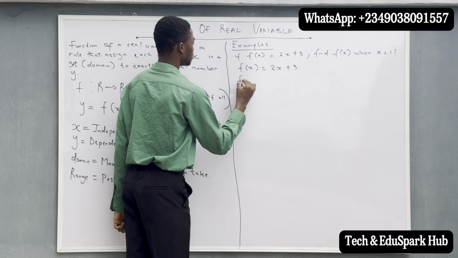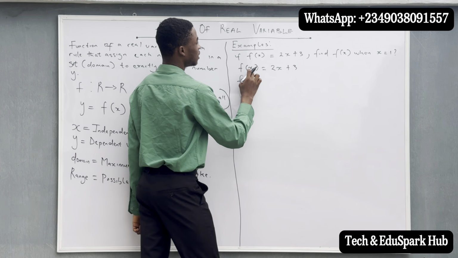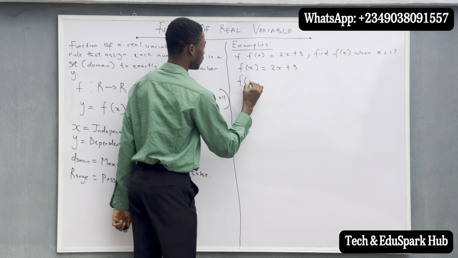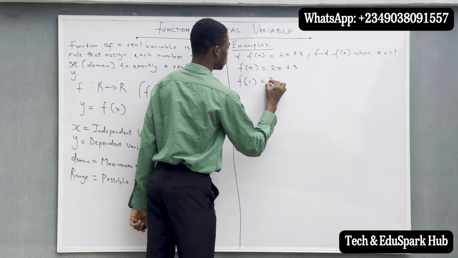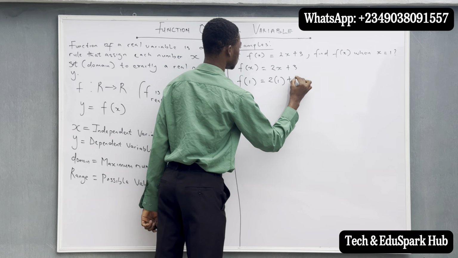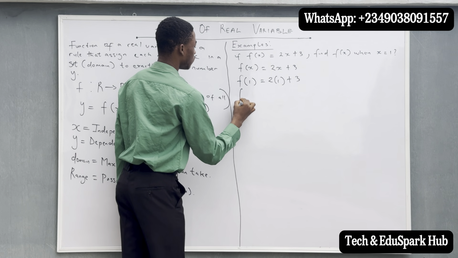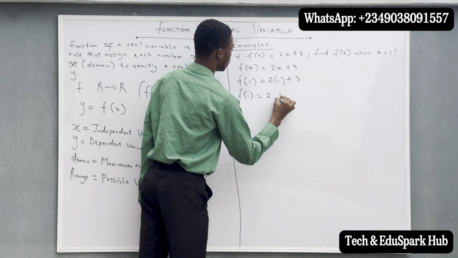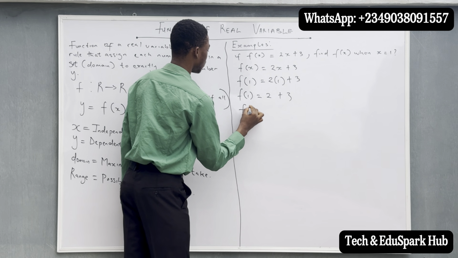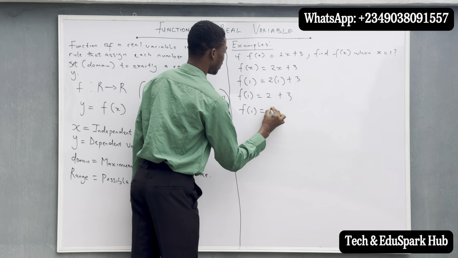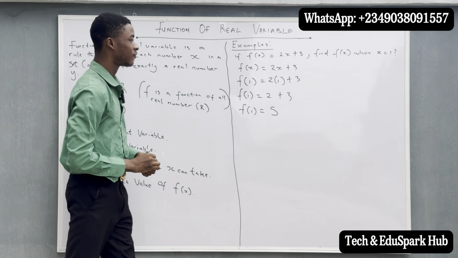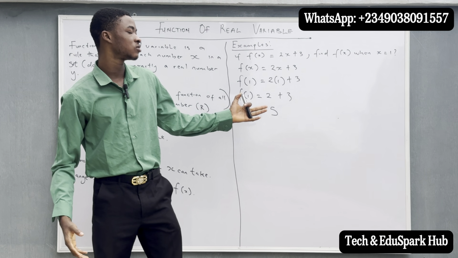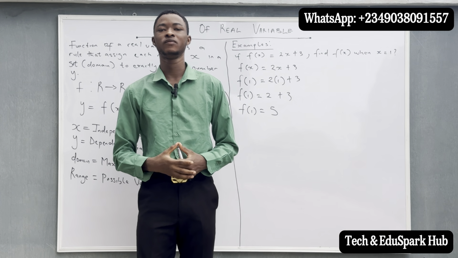So whenever we see x, we will substitute it for 1. So we have x equals 1. So f of 1 will be equal to 2 open brackets 1 plus 3. So our f of 1 will be equal to 2 multiplied by 1, which gives us 2, plus 3. So our f of 1 will be equal to 5. And this is given as our final answer to a question of this type. So this is how we solve questions under function of real variable.